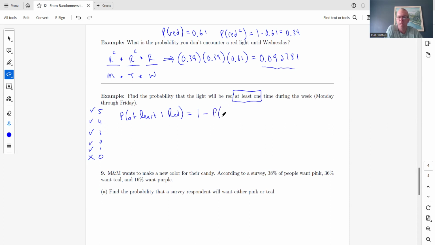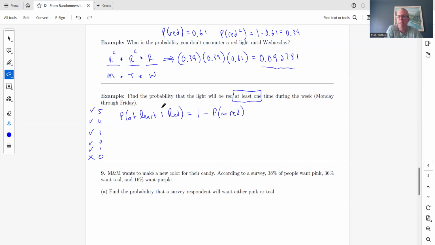So that would be 1 minus the probability. Now, what is the complement of at least one red? That's why I kind of did this. So all of these are the ones that we want. That would be our event A that we're interested in. What would be a complement? A complement would be the 0. So there is no red.